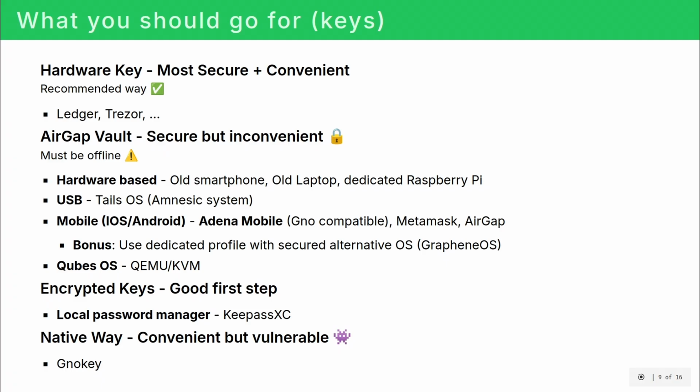If you want to go for an Airgap environment, which is secure but inconvenient, you can take an old smartphone, disconnected from the internet of course, or a laptop, or a dedicated Raspberry Pi. You can take a USB key using Tails OS, which is an amnesic system. It resets with a permanent encrypted memory every time you restart it. It is very long to set up, so I highly recommend you take a USB 3 if you take one. There are some applications for iOS and Android, like, I hope in the future, Adena mobile.